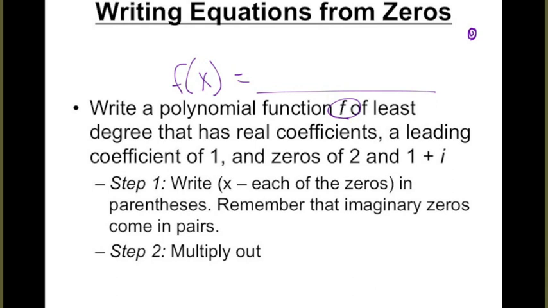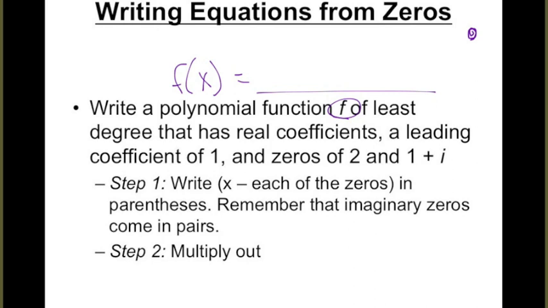Okay? And then it says a leading coefficient of 1. We could take an equation and multiply the whole equation by 5, and it wouldn't change what any of the answers are. It would just make all the coefficients bigger. It says don't do that. Just let it be 1.